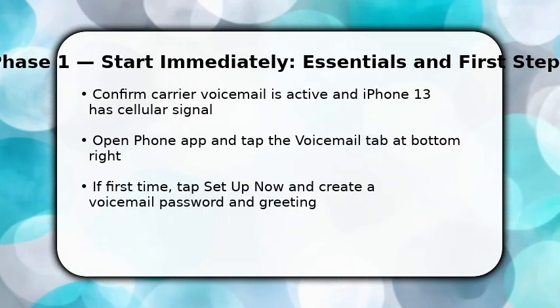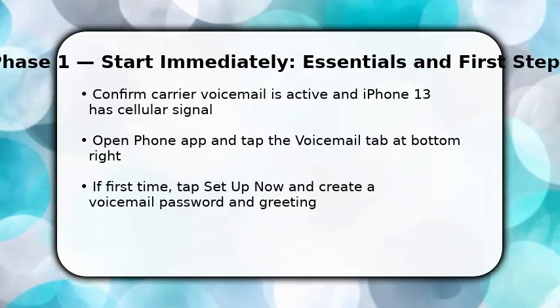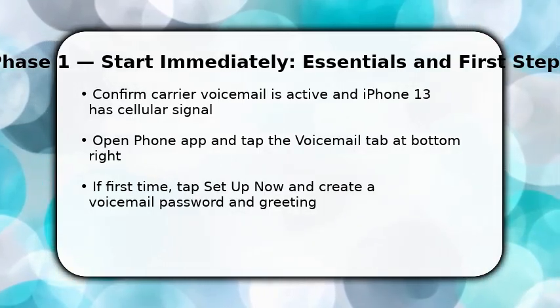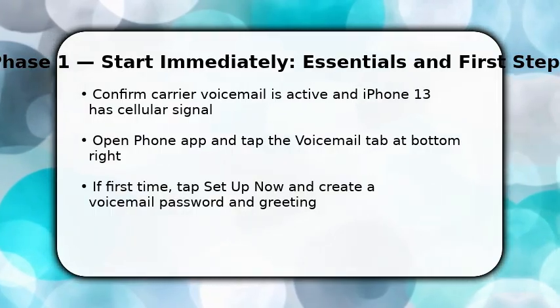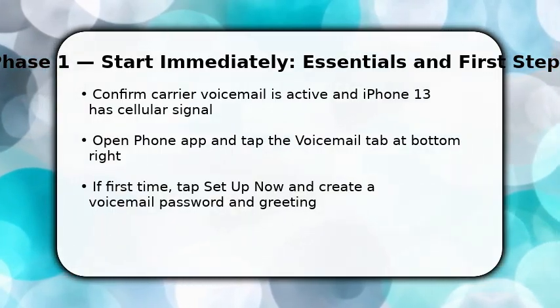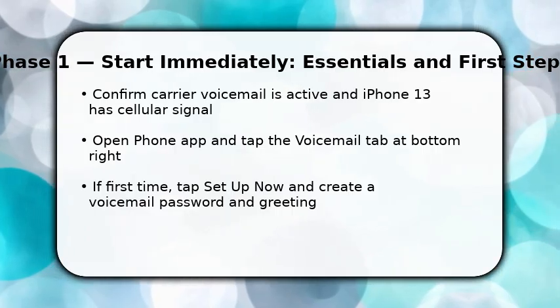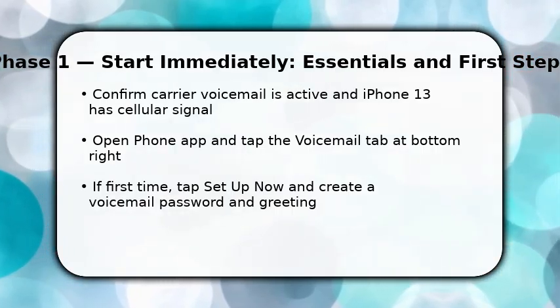You start by confirming your carrier voicemail is active and that your iPhone 13 has cellular signal. This avoids setup errors. Once ready, open the phone app and tap the voicemail tab at the bottom right. If this is your first time, tap Setup Now and follow prompts to create a password.